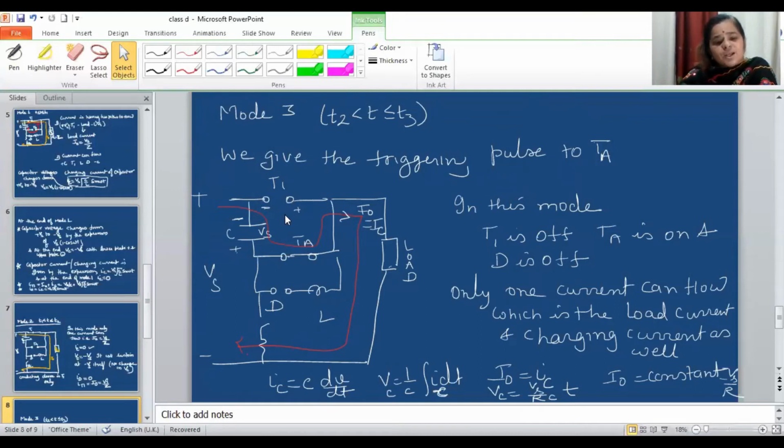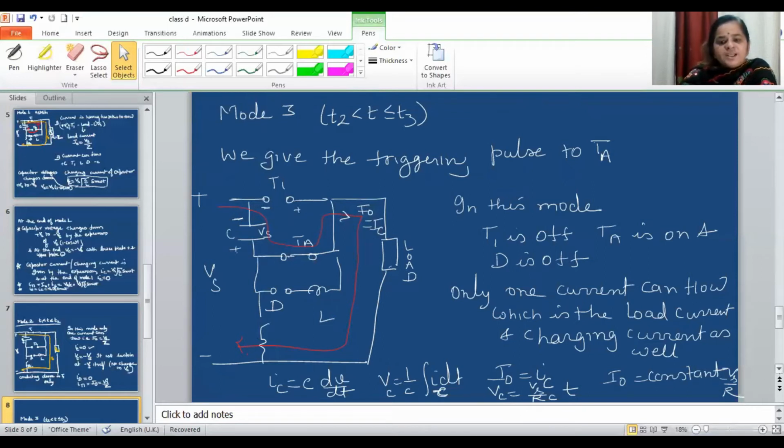Because of that, T1 is off. So this will be the equivalent circuit in mode 3. Now in this case also there is only one path of flow of current, which I have shown by the red line. This is nothing but the load current, and as this load current is passing through the capacitor also, this is a charging current also.